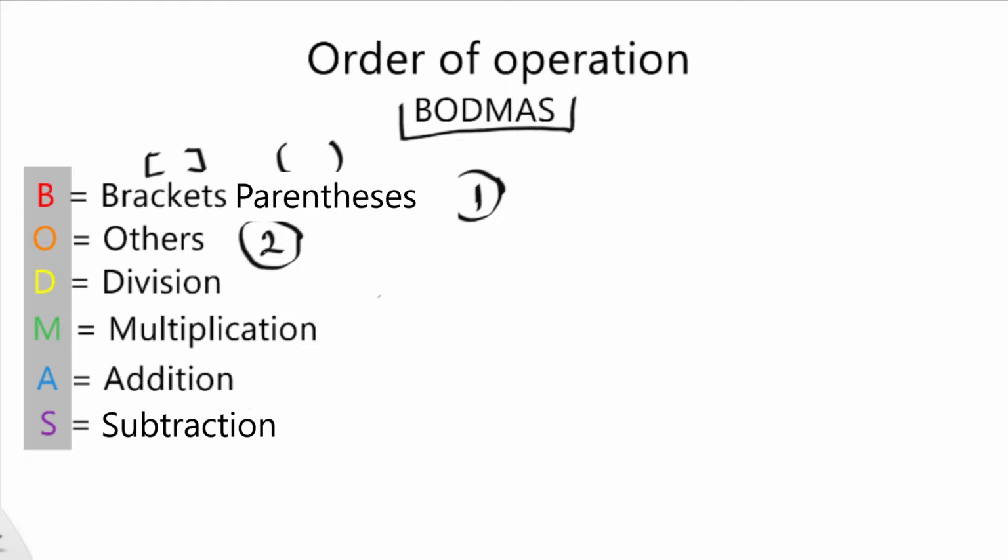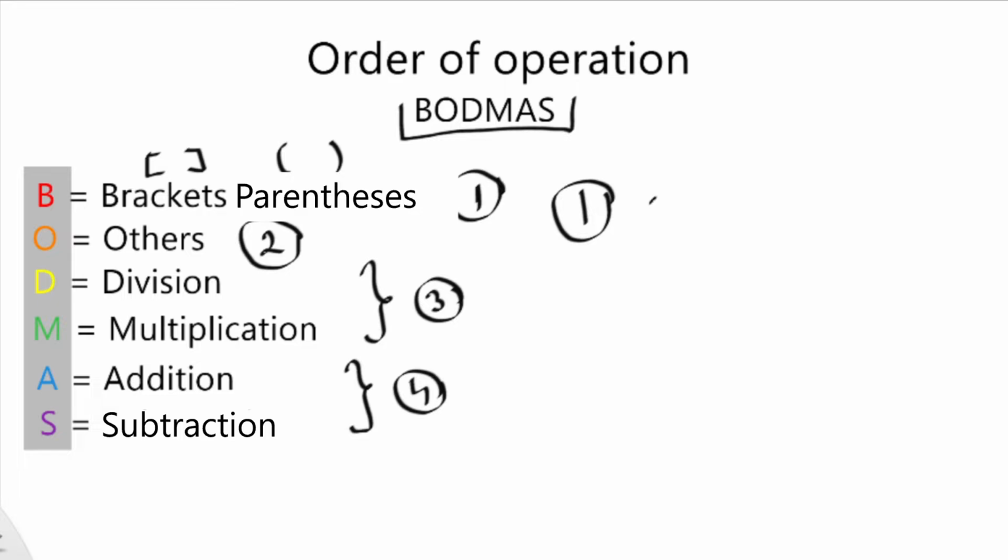After that, we have division and multiplication, and they are at the same power. So we're gonna group them together, and I'm gonna put a 3 here. Addition and subtraction, again, they are at the same level. So I'm gonna put a 4 here, which means basically that we have just 4 rules. We have to look for the brackets and others, after that for division and multiplication, and at the end addition and subtraction.